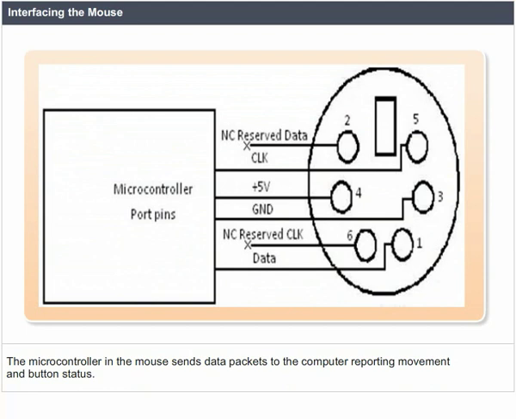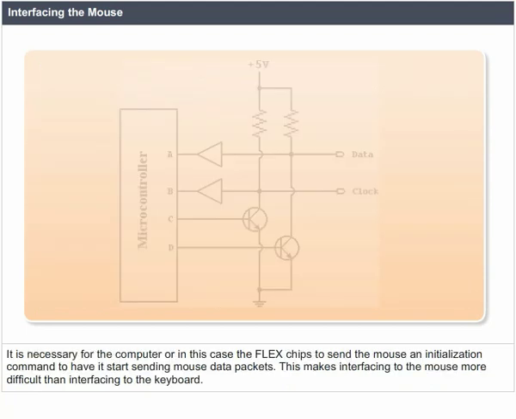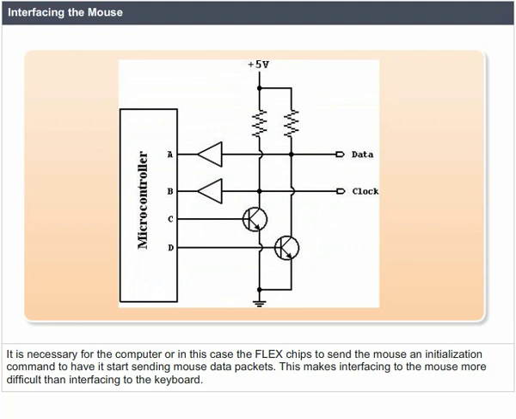It is necessary for the computer, or in this case the flex chips, to send the mouse an initialization command to have it start sending mouse data packets. This makes interfacing to the mouse more difficult than interfacing to the keyboard.